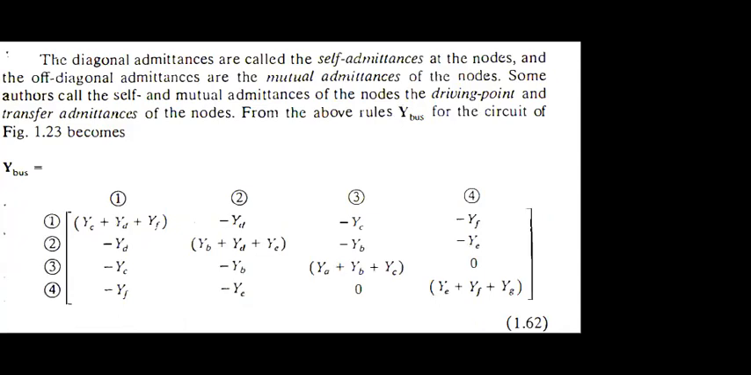Self-admittance and mutual admittance are sometimes called driving point and transfer admittance. Different authors have mentioned this in different books, like driving point or transfer admittance. That means self-admittance is equivalent to driving point admittance, and mutual admittance to transfer admittance, in some other author or in different text.